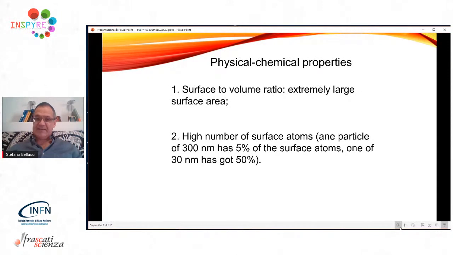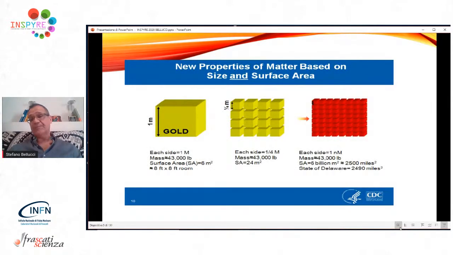For fixing ideas, imagine a particle, let's say not nano, but more like a microparticle, of 300 nanometers diameter, has a substantial but not extremely high number of atoms placed on its surface. That means 5% of its atoms are placed on the surface. If you only scale down by a factor 10, from 300 nanometers down to a smaller diameter of 30 nanometers, thus entering truly the range of nanotechnology, then the percentage of the surface atoms is multiplied by a factor 10 and becomes half of the total number of atoms. That explains why nanoparticles have such incredible properties that I will try to illustrate in the next part of my talk.